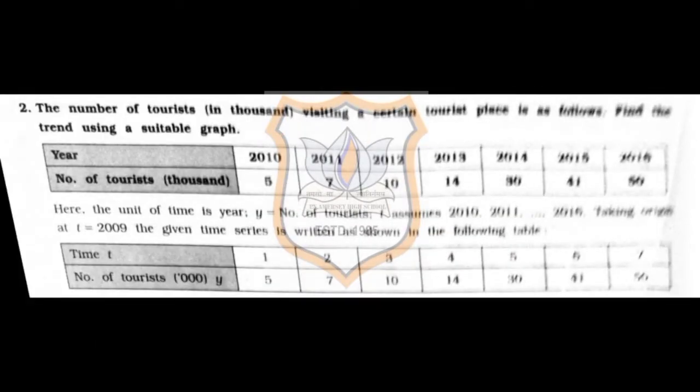Let's do another question. Now in question number 2 of the same exercise, the number of tourists visiting a certain tourist place is given to us, and you have to determine the trend again using the graphical method. The years given are 2010, 11, 12, 13, 14, 15 and 16, and these are the values.